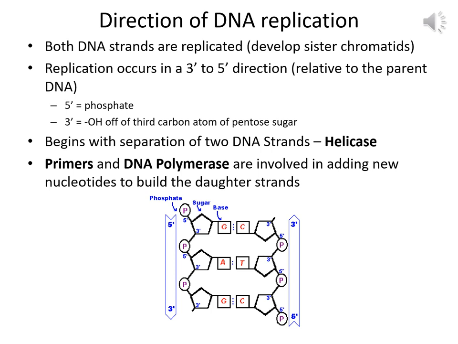Both strands are replicated or copied, so remember, we're building sister chromatids. Now, there is a directionality, meaning the enzymes, as they work on these strands of DNA, can only attach on one side and work in the opposite direction. That's why we say replication occurs from a 3' to 5' direction. If you look at the diagram below, you'll see the 3' and 5' denoted.